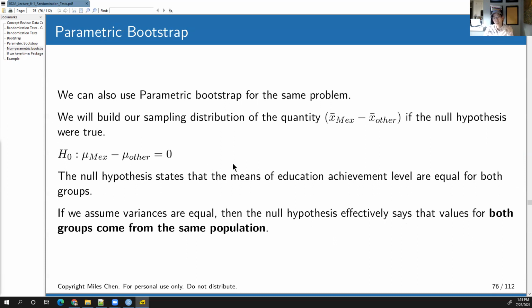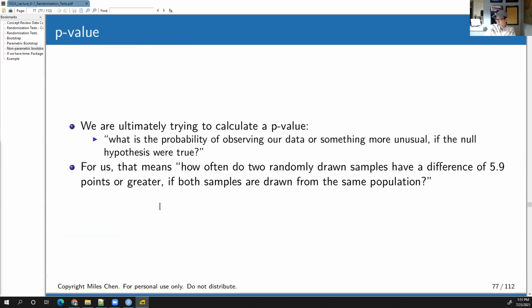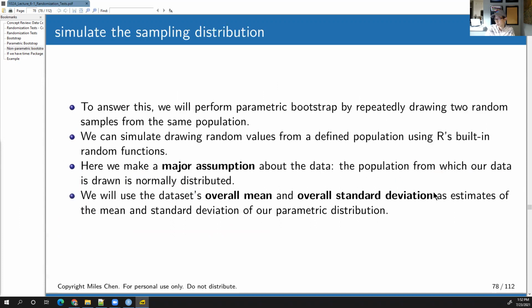So we could also use parametric bootstrap for this, but we have to make an assumption about what shape the population comes from. Here again, if we assume the variances are equal, then the null hypothesis says that values for both groups come from the same population. So we want to know, what's the probability of observing our data or something more unusual if the null hypothesis were true, meaning how often do two randomly drawn samples have a difference of 5.9 if both samples come from the same population?